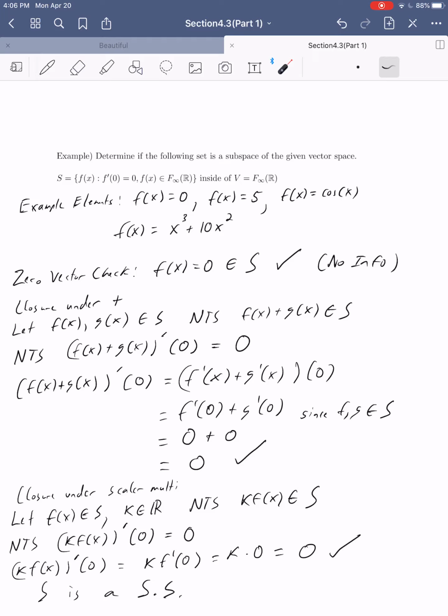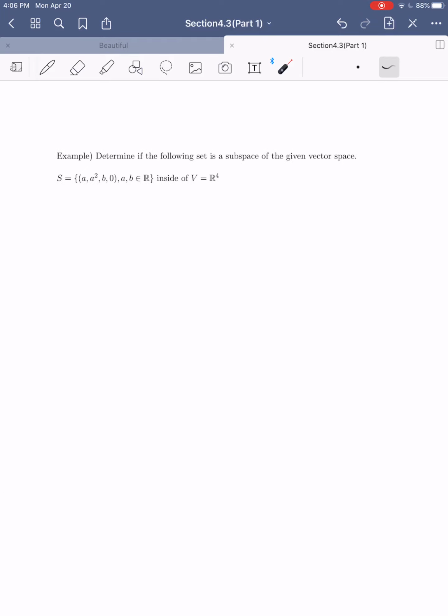All right, let's take a look at another. So we're going to try this guy. We're going to determine if the following set is a subspace, again, of the given vector space. So we have the set S here, which is made up of these 4-tuples that are of the form (a squared, b, 0). And these live, of course, inside R4, which is the space of all 4-tuples. So let's look at some example elements.